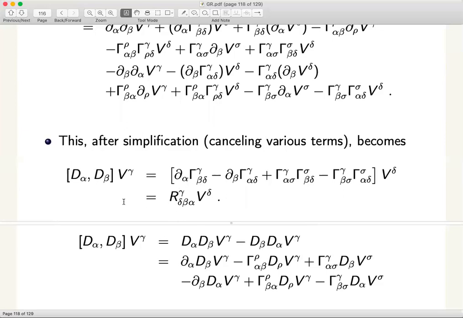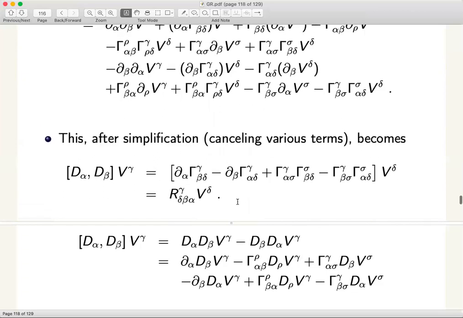So we'll use this fact to study certain properties of the Riemann tensor next time, or deriving other tensors from the Riemann tensor and so on. So maybe I'll stop at this point today. Any question?